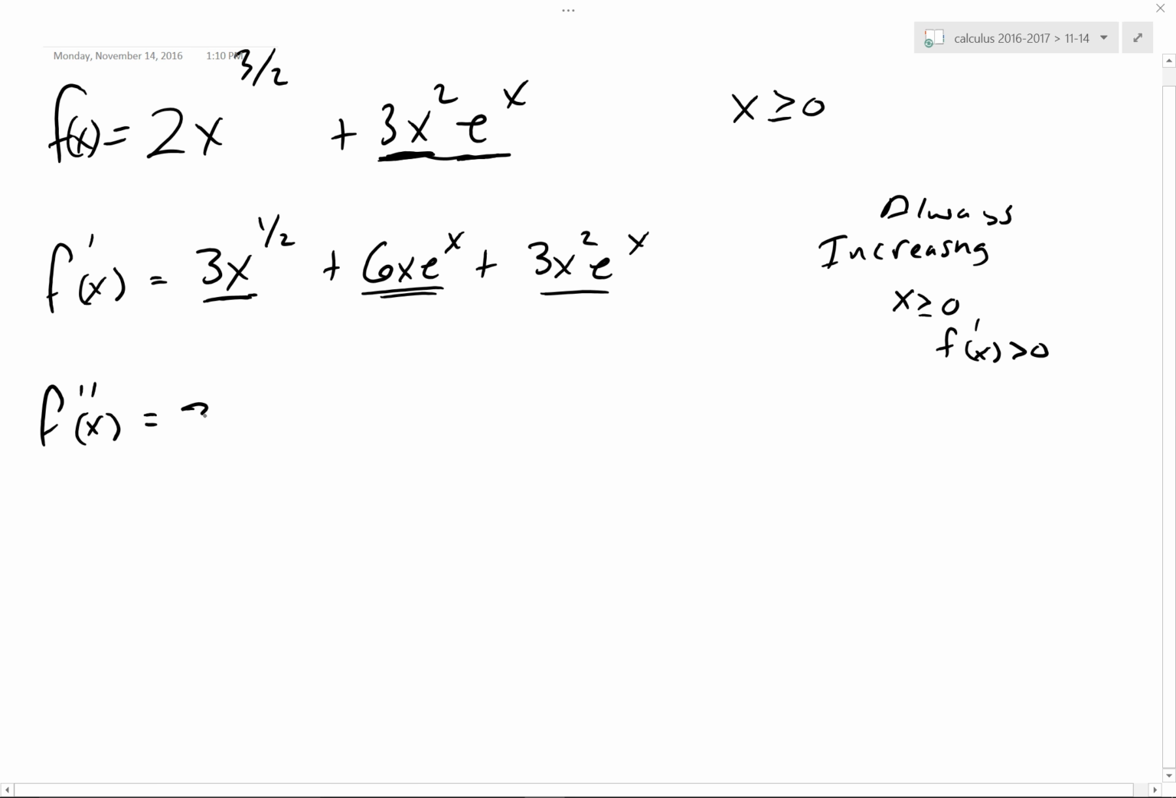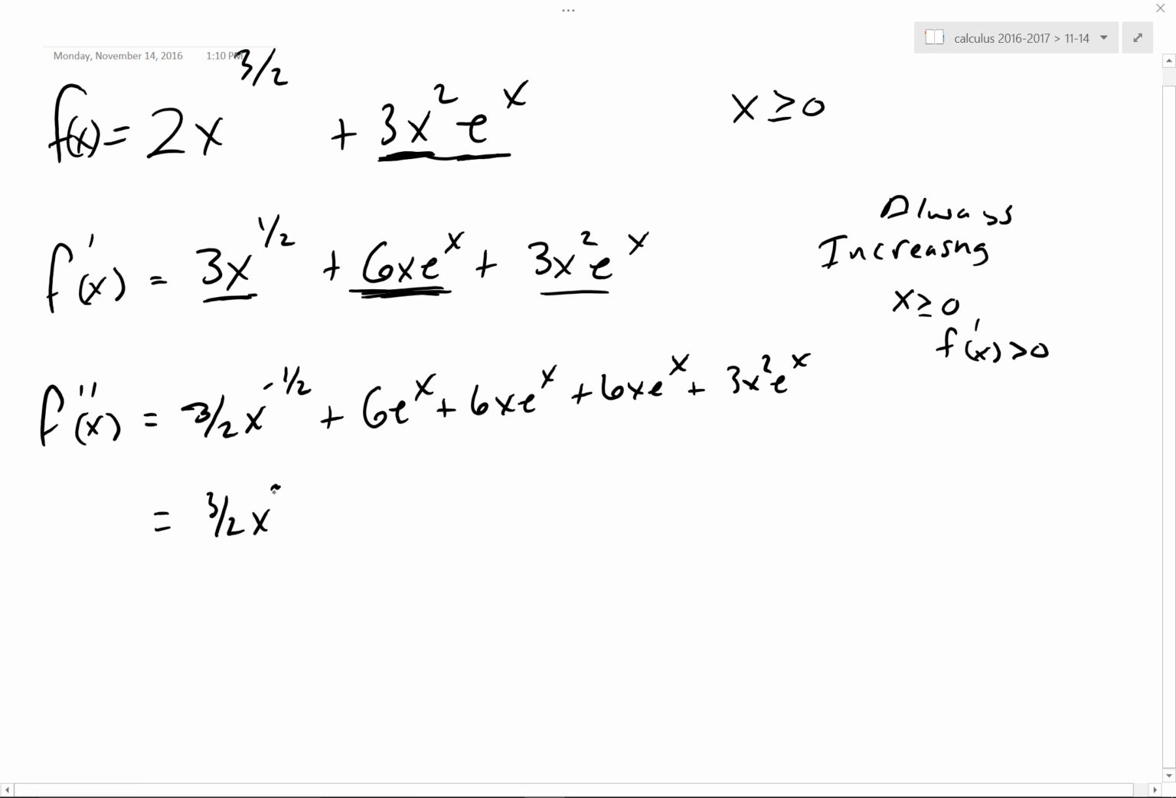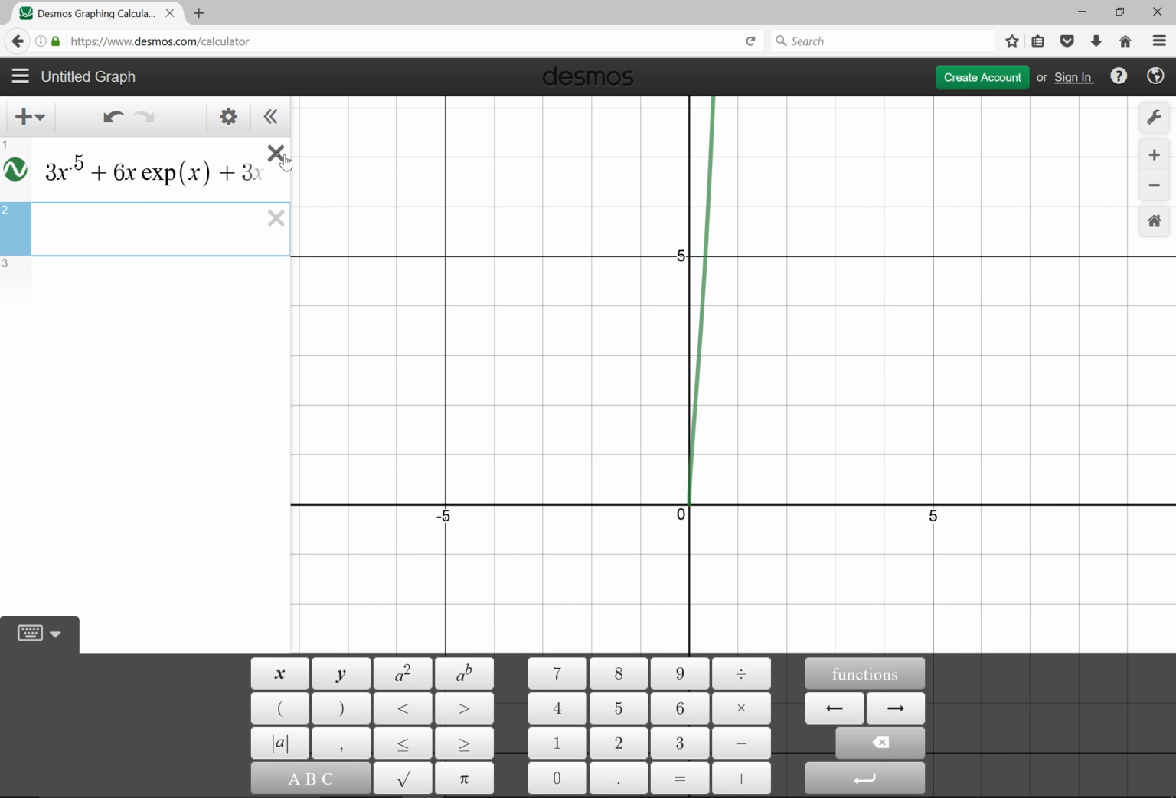Well, that would be 3/2 x to the -1/2. Oh yeah, cool. Let's do some more product rules. Yay! So 6e to the x plus 6x e to the x plus 6x e to the x plus 3x squared e to the x. I know. And I feel like I could take a 3e to the x out. Right? And you're like, how am I supposed to solve that? Let's graph it.